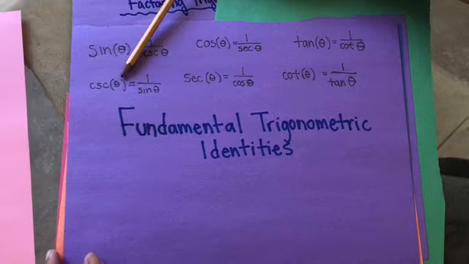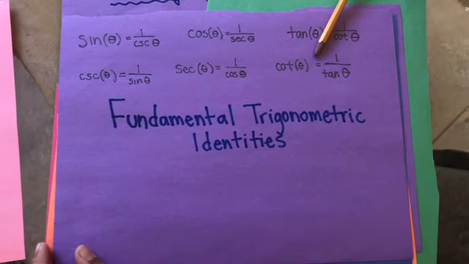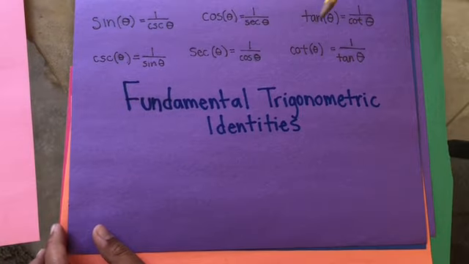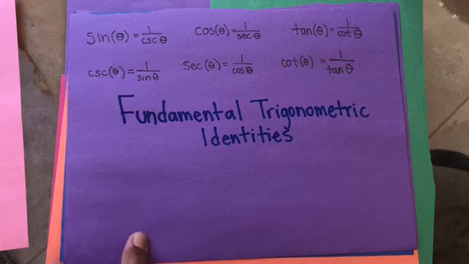Cosecant equals 1 over sine. Secant equals 1 over cosine. Cotangent equals 1 over tangent. These are the fundamental trigonometric identities.